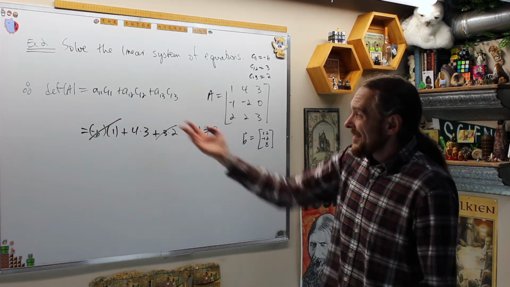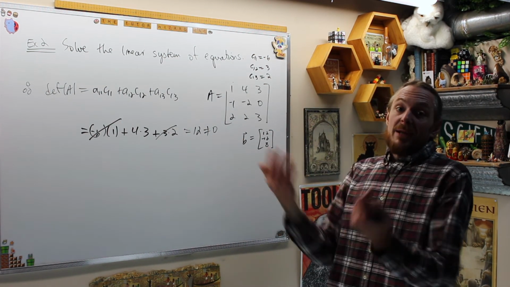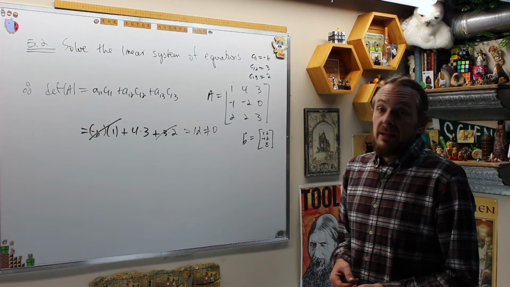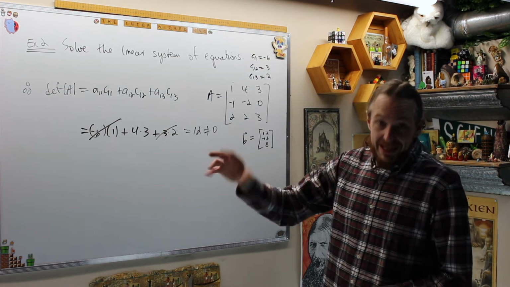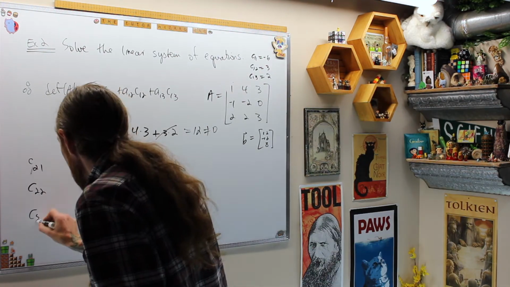How am I going to do that? Since I've already computed 3 cofactors, I might as well compute the other 6 and use this. The cofactor matrix transposed times 1 over the determinant will be the inverse.